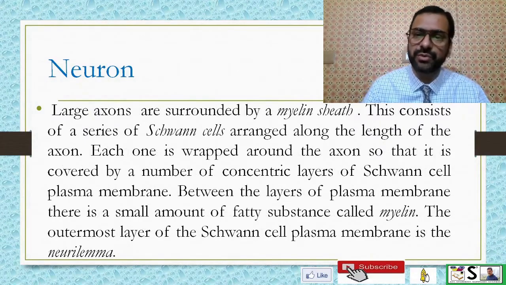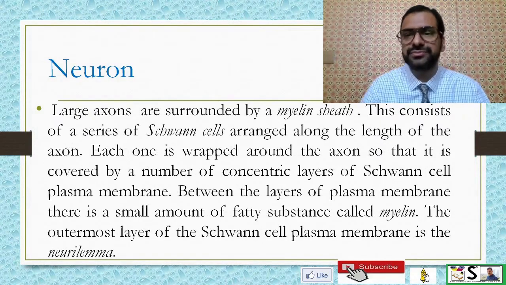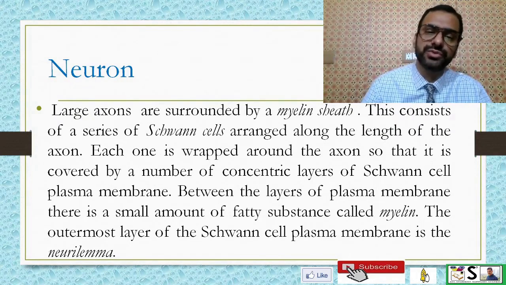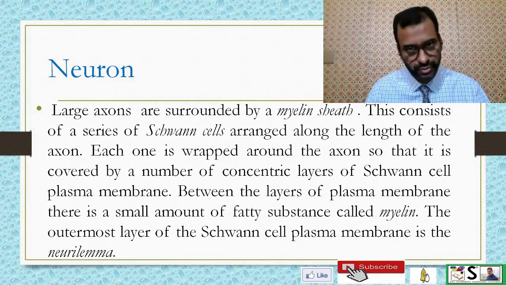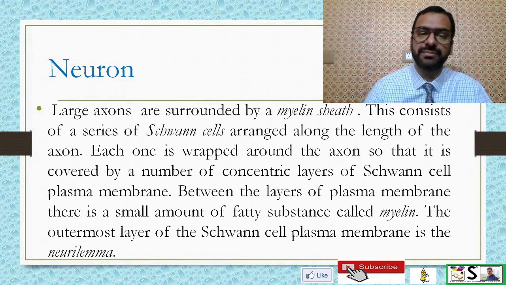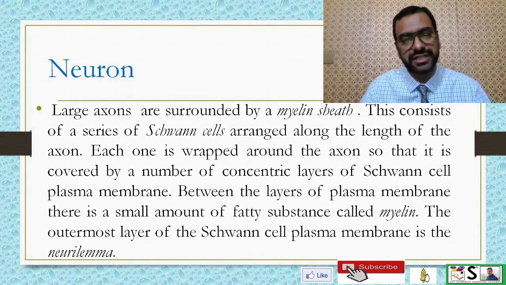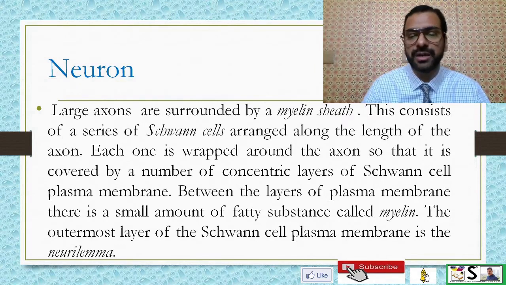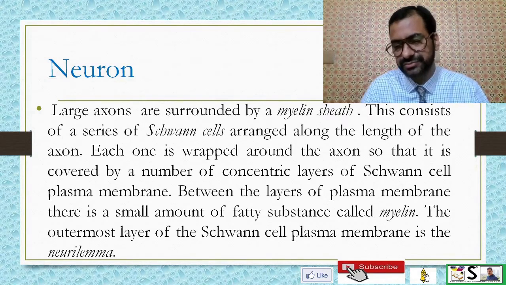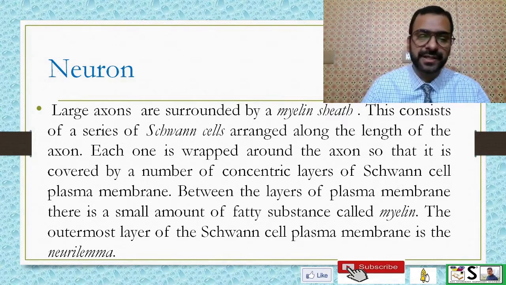Large axons are surrounded by a myelin sheath. This consists of a series of Schwann cells arranged along the length of the axon. Each one is wrapped around the axon so that it is covered by a number of concentric layers of Schwann cell plasma membrane. Between the layers of plasma membrane, there is a small amount of fatty substance known as myelin. The outermost layer of Schwann cell plasma membrane is known as neurilemma.